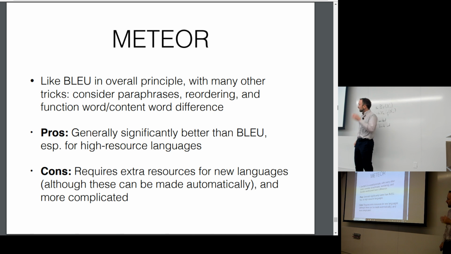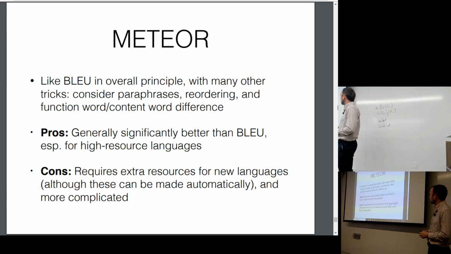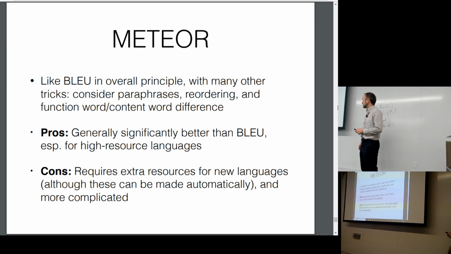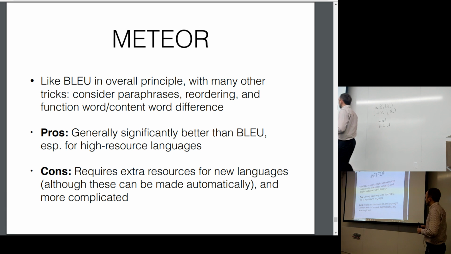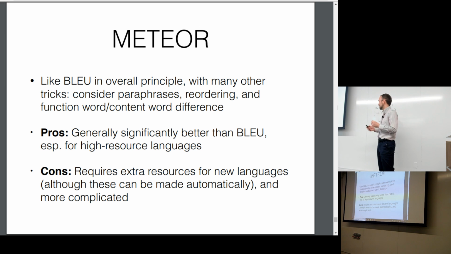There's also a bunch of other things. METEOR is one example. It's like BLEU in the overall principle, but with many other tricks, like considering paraphrases, reordering, and function and content word differences. This is widely used in image captioning nowadays, I think. It's maybe one of the two major measures, or the major measure. It's usually quite a bit better than BLEU, and it has the additional advantage of being made here at CMU. So you can show your CMU pride by using METEOR.